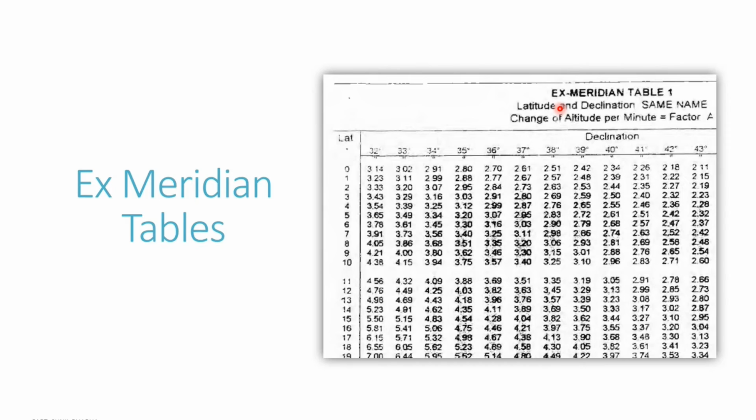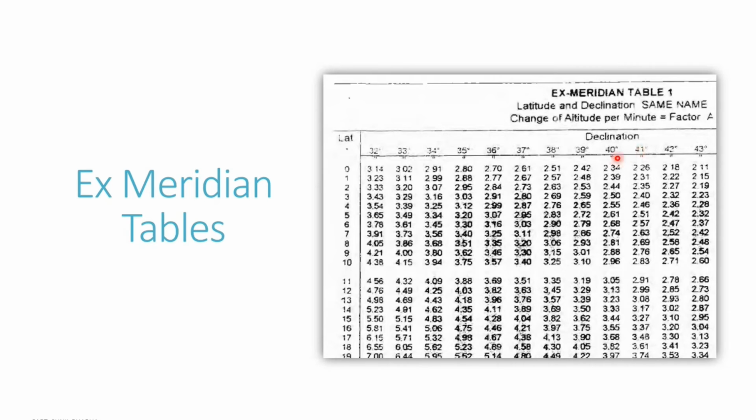So let us see now, how do we obtain the Ex-meridian limit for a particular body? Now, if you see in this Ex-meridian table number 1, on the horizontal axis we have the declination. This is the declination of the celestial body whose sight is being taken. And on the vertical axis, you have the latitude. This is the latitude of the observer. So this table is entered using the latitude of the observer and the declination of the body.